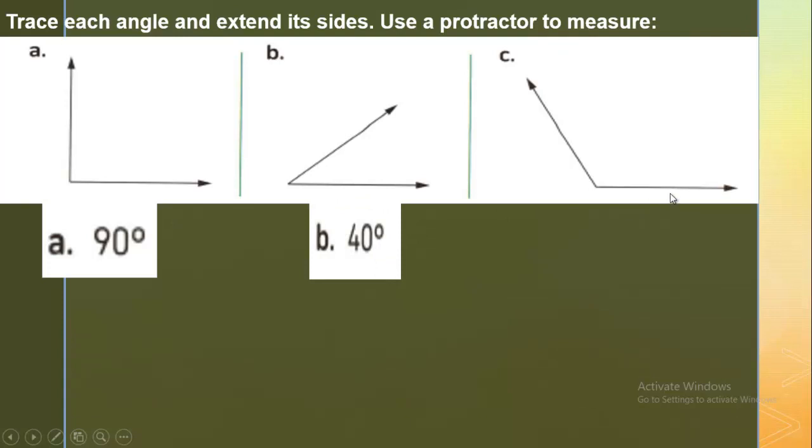Number C, this angle is an obtuse angle. It's more than 90 degrees. It equals 120 degrees.